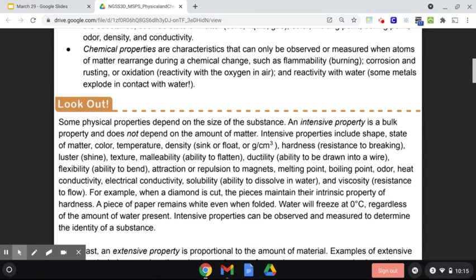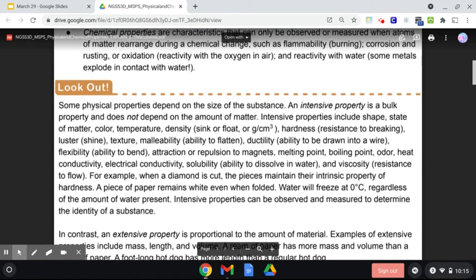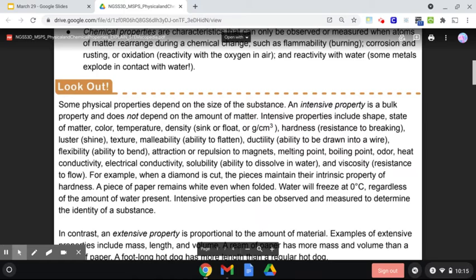malleability, which is the ability to flatten, ductility, which is the ability to be drawn into a wire, flexibility, the ability to bend, attraction or repulsion to magnets, melting point, boiling point, odor and heat conductivity, electrical conductivity, solubility or the ability to dissolve in water, and viscosity, the resistance to flow.